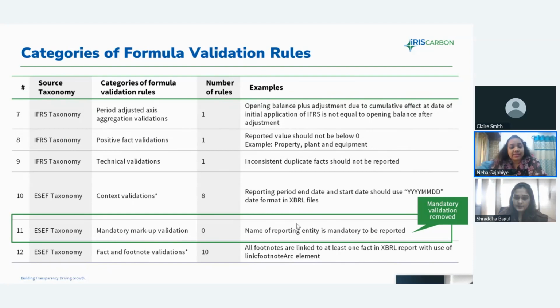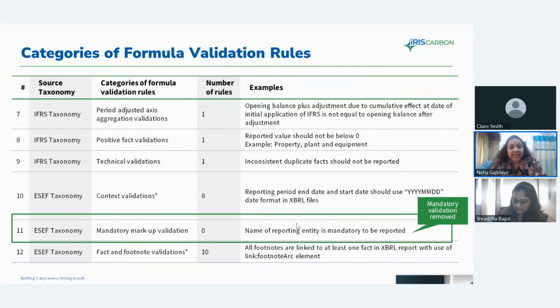So this inconsistent duplicate fact validation is basically if a single line item is tagged for two different values, then this inconsistent duplicate fact validation will run. So the issuer has to make sure that there should not be any inconsistent duplicate errors. Then there is a context validation.